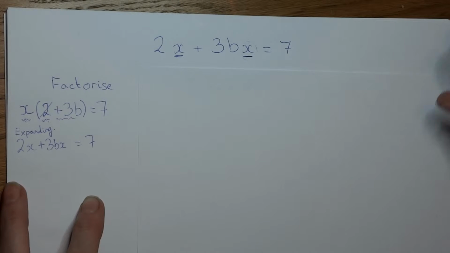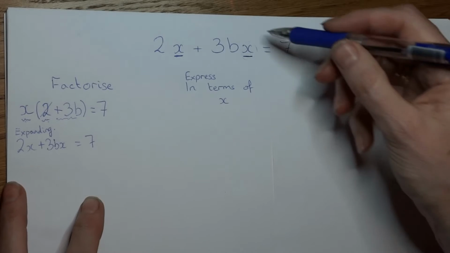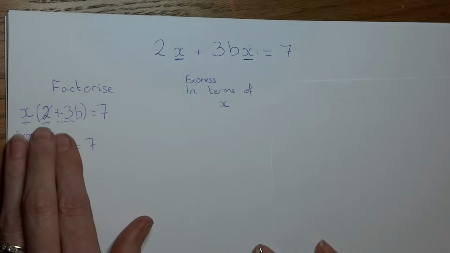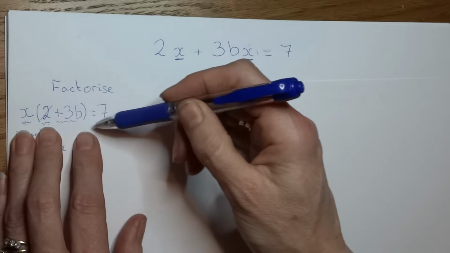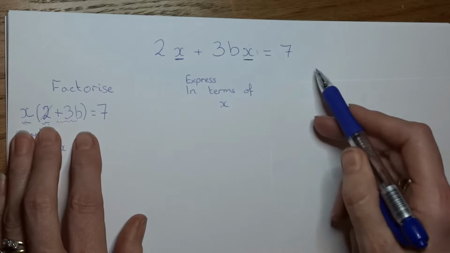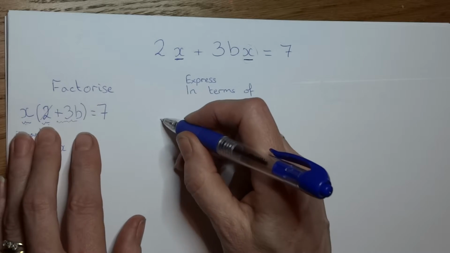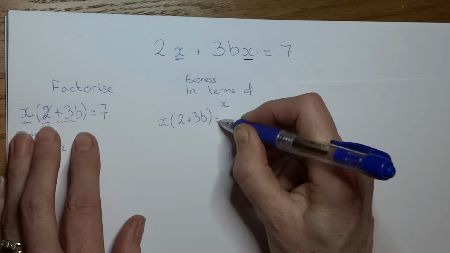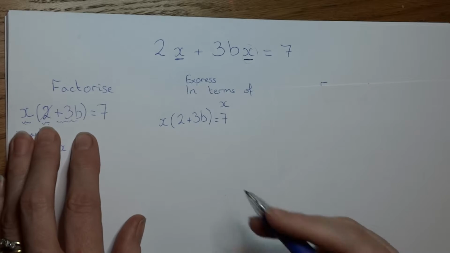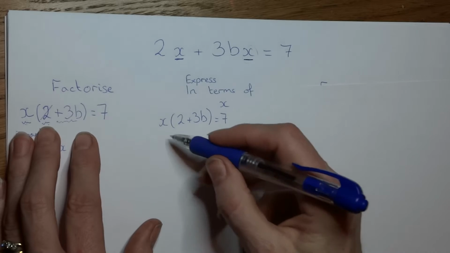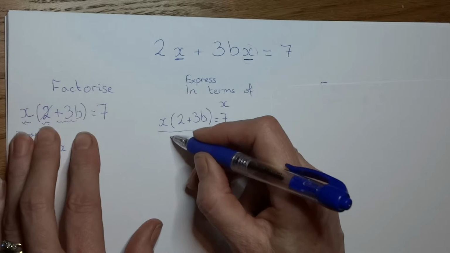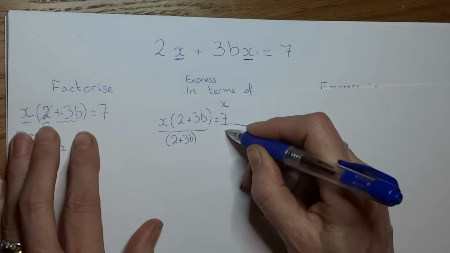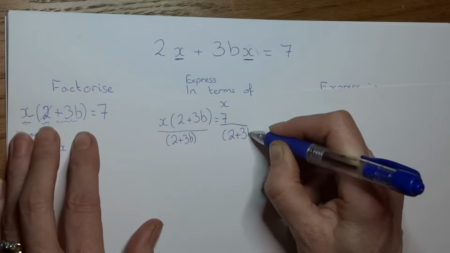Another thing that they could actually ask us to do is to rearrange this equation and express it in terms of x by itself. Well, it actually helps us quite a lot by doing this factorization step first. If we know that this expression can be rewritten as x times brackets 2 plus 3b equals 7, it's quite easy now to rearrange in terms of x, because if we divide both sides of our equation by what's in the brackets, 2 plus 3b, x equals 7 divided by 2 plus 3b.